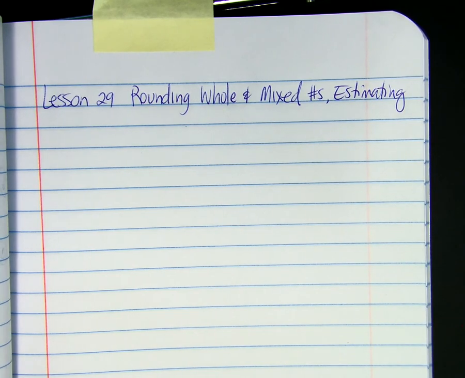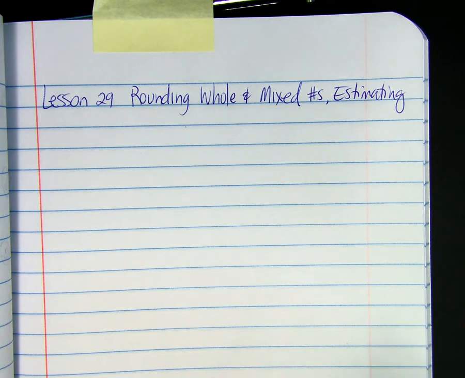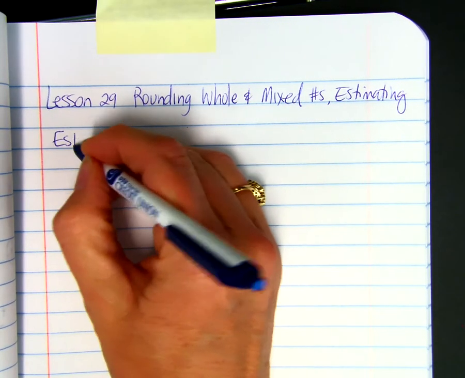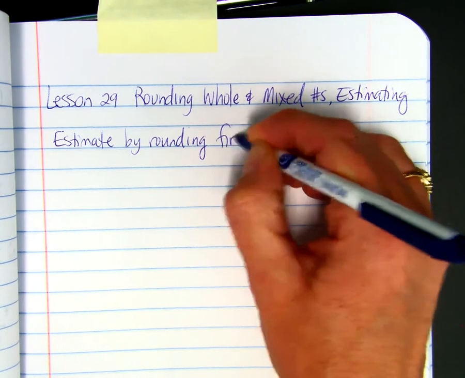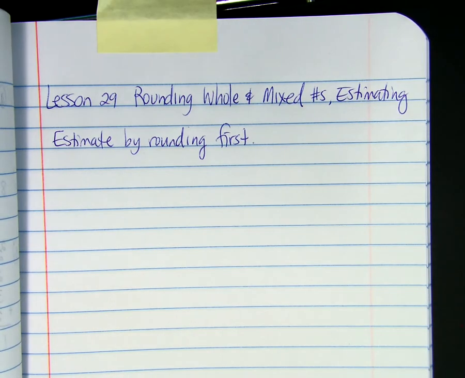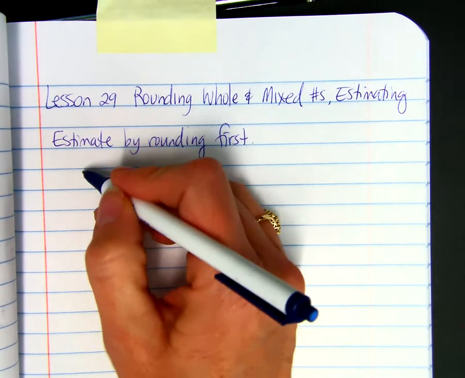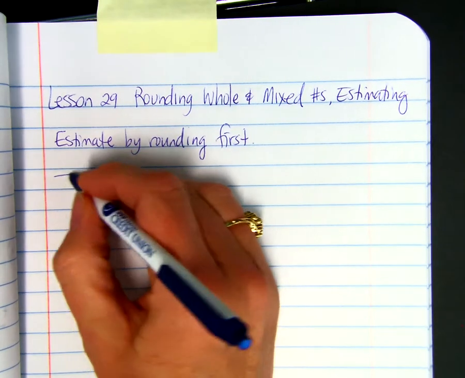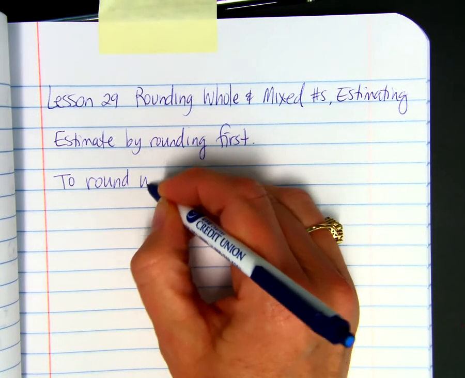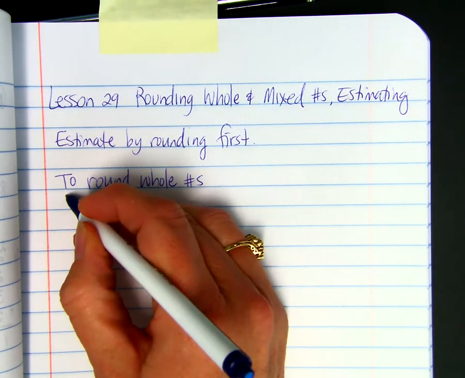In order to estimate, we have to round first. So I think that's why we're doing the rounding review, so that we can understand estimating. So we estimate by rounding first. So if you're multiplying two numbers together and you want to estimate your answer, you round the numbers first and then you would multiply. So to round whole numbers, there's a couple of steps.